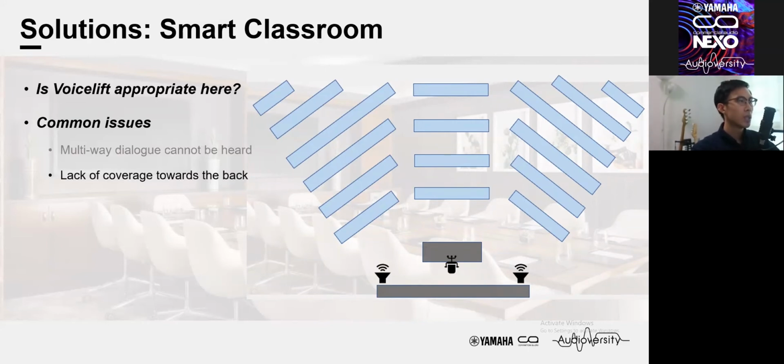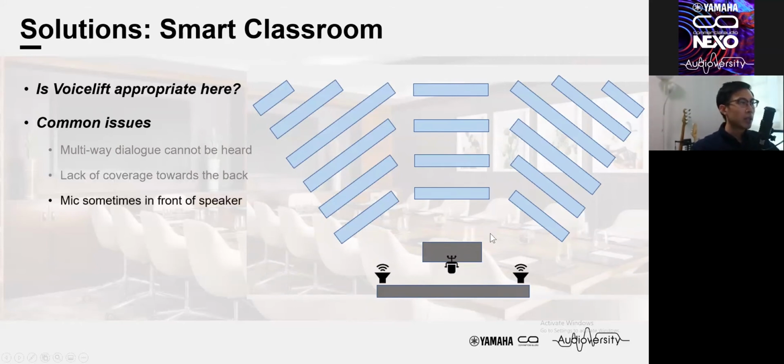There's usually a lack of coverage towards the back. Lecture halls are usually sloped, and because there's a restriction on where things can be mounted, on the front of the hall, usually it doesn't cover very well towards the back, 2-3 rows, depending on the size of the hall.